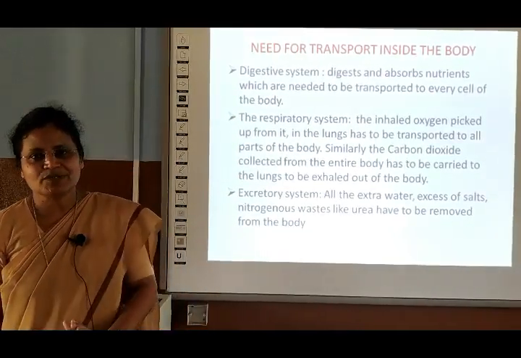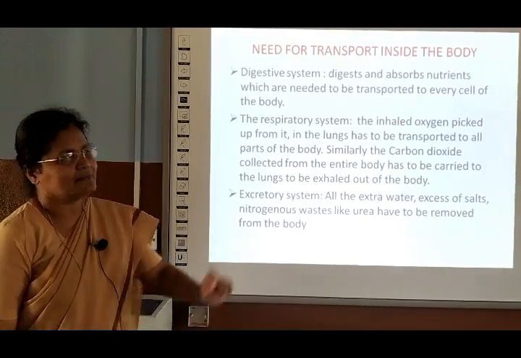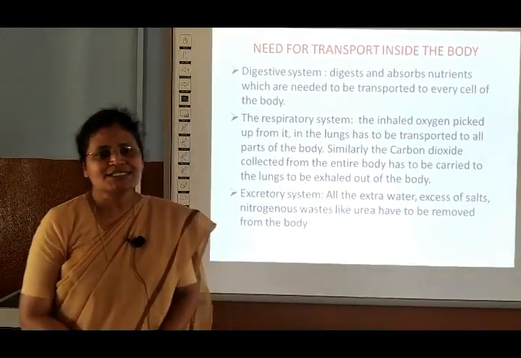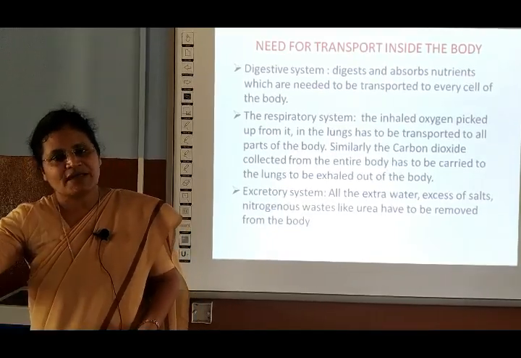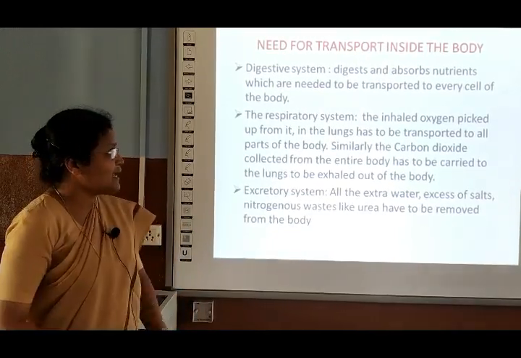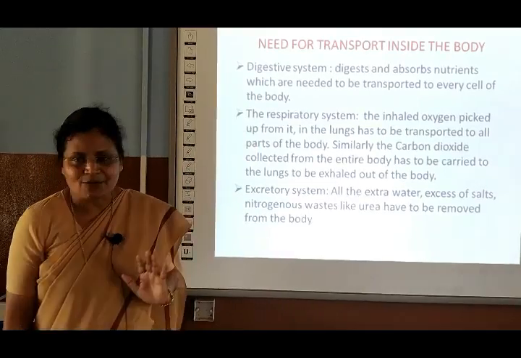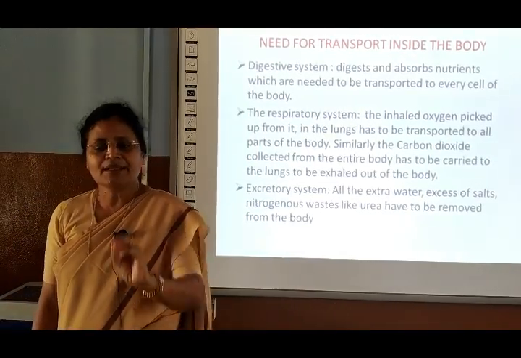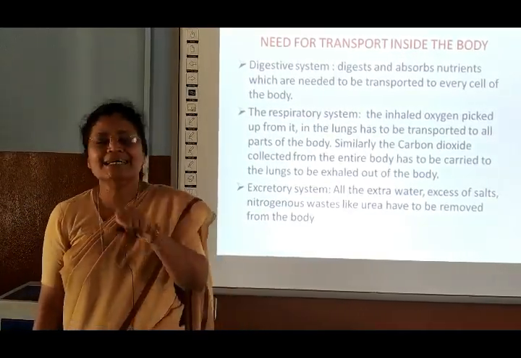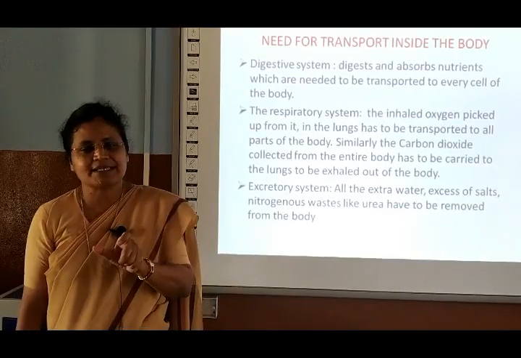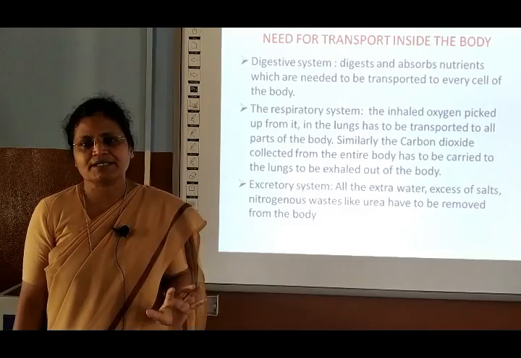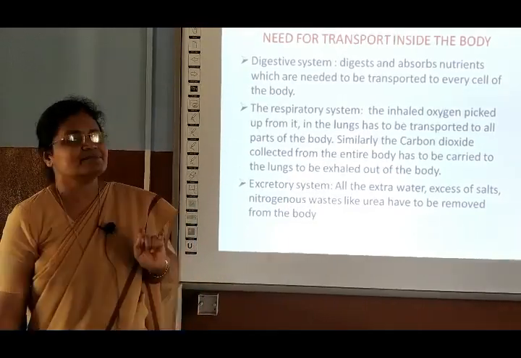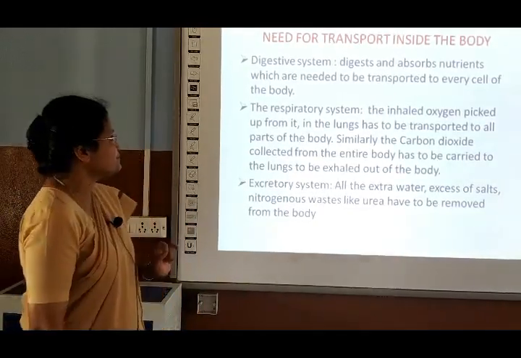Now, what is the transport system? The transport system is nothing but the circulatory system. Just like you have in plants the vascular system, the vascular bundle, that is the xylem and phloem. In animals we have the circulatory system, wherein the blood is present inside these vessels, which transports all the substances needed for different parts of our body. This blood becomes a medium of transportation.